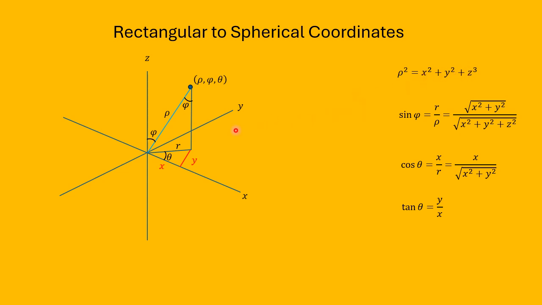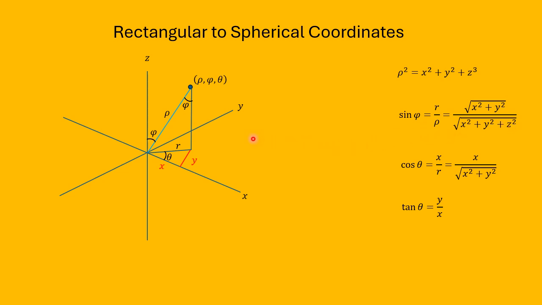If we look at the angle phi here, the sine of phi is what? Well, this angle right here is phi, and this angle right here is also phi. So the sine of phi is going to be r over rho. R is just the square root of x squared plus y squared. Rho is the square root of x squared plus y squared plus z squared.